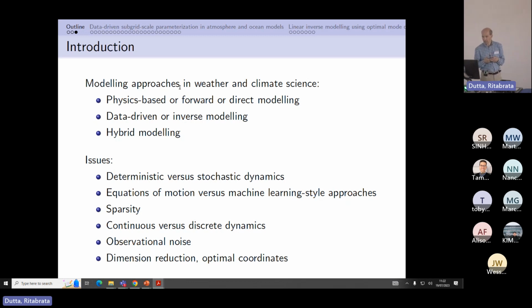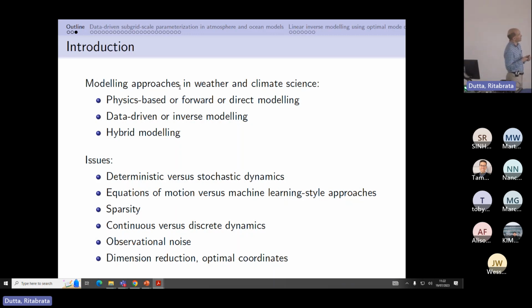On the other end, we have the purely data-driven, or inverse modeling, approaches. We have a big data set of the system, and we infer the dynamical relationships by statistical modeling, deriving statistical models from this data set. Then we can make, for example, statistical predictions or try to understand processes from this modeling.